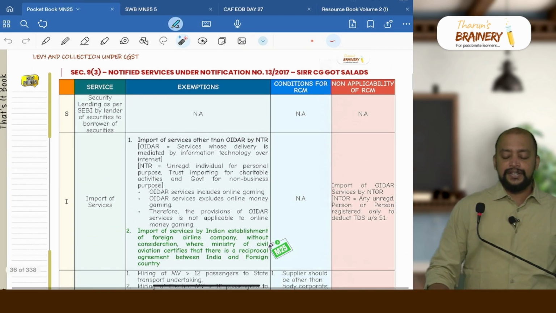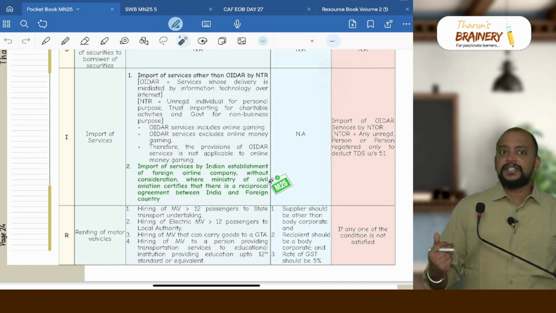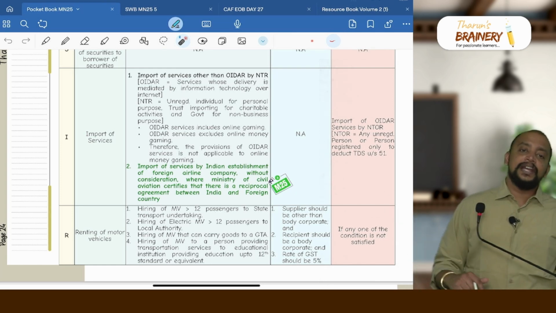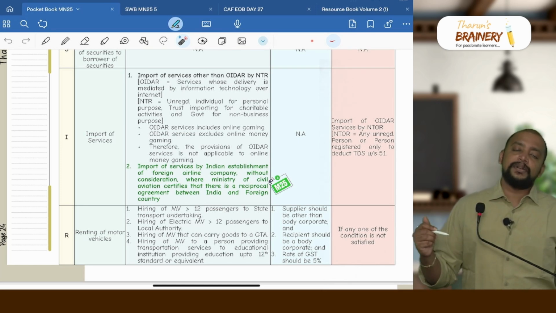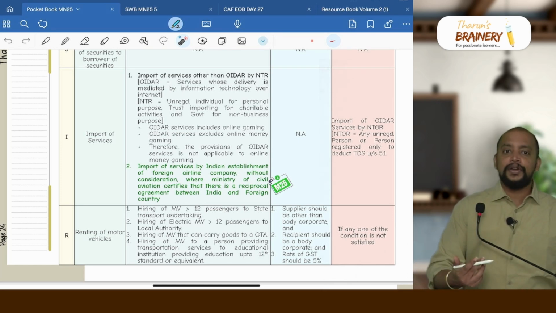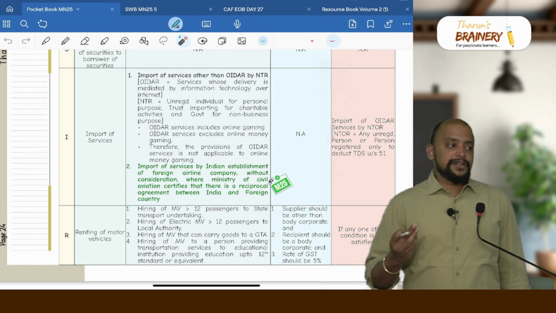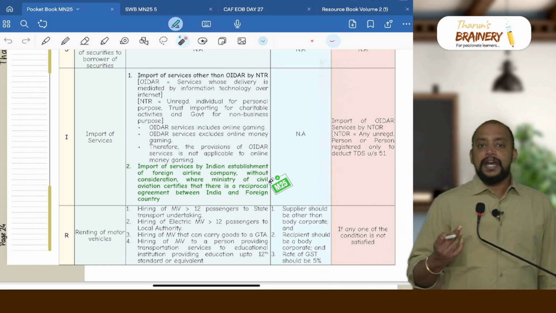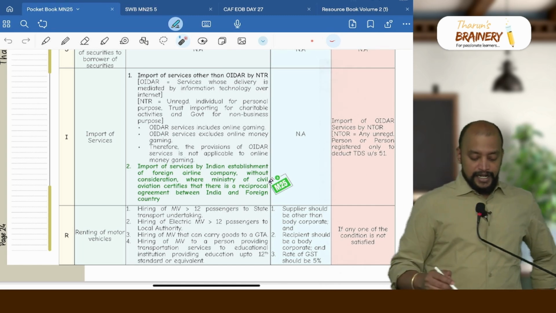Then import of services. For import of services, we have two exemptions. Import of services by a non-taxable online recipient is not exempt, it is actually other than OIDR services. So the exemption is only for services other than OIDR by a non-taxable recipient. Non-taxable recipient we already know from exemptions, that is an individual, trust, government. Individual unregistered for any purpose, that is personal purpose, and trust, charitable trust for charitable activities, then government for non-business purpose. So that is the meaning.